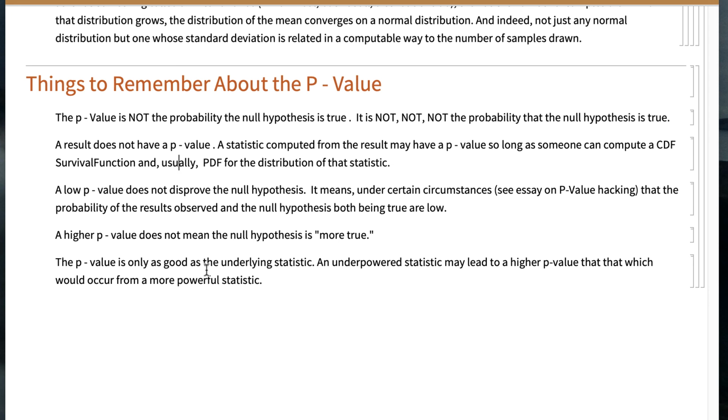If you're using an underpowered statistic, you might get a higher p-value than you would get if you used a more powerful statistic. And so one way to rig p-values is to use underpowered statistics. So when someone says, well, the p-value wasn't low enough for me to say much, you need to be asking, what statistic were you using? How do you know that that's the most powerful statistic around?